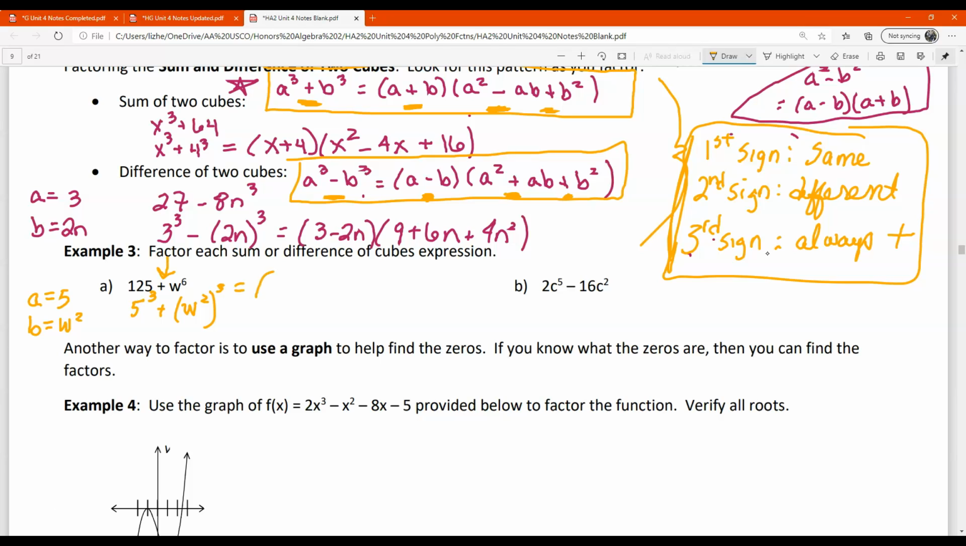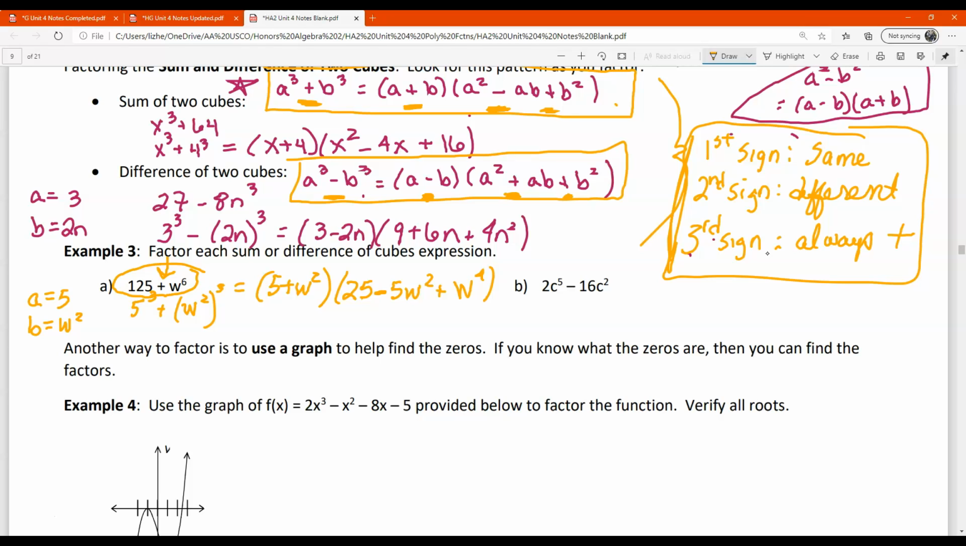And so writing that out, we have 5 plus w squared times a squared, which is 25. I multiply them together, and I get 5w squared. Put a minus sign in there. Remember, the second sign is different. And then the last sign is always positive, and that's w to the 4th. So all I did is I look at my problem, I figure out what are the numbers being cubed, and then I plug it into the form up here.